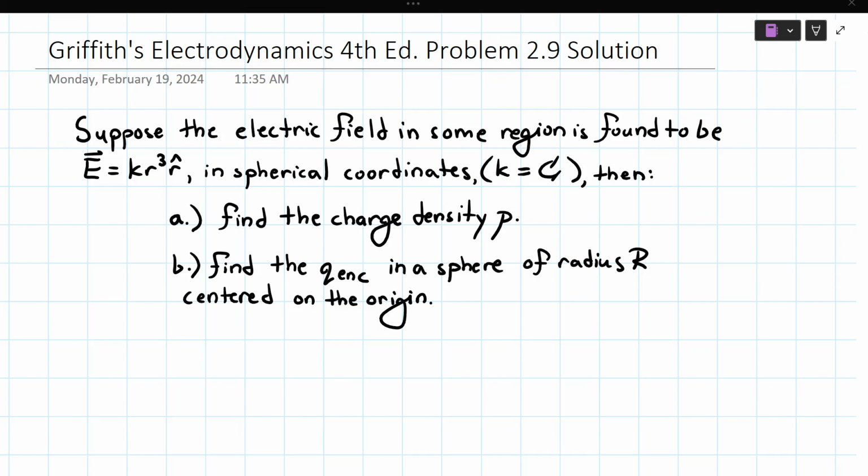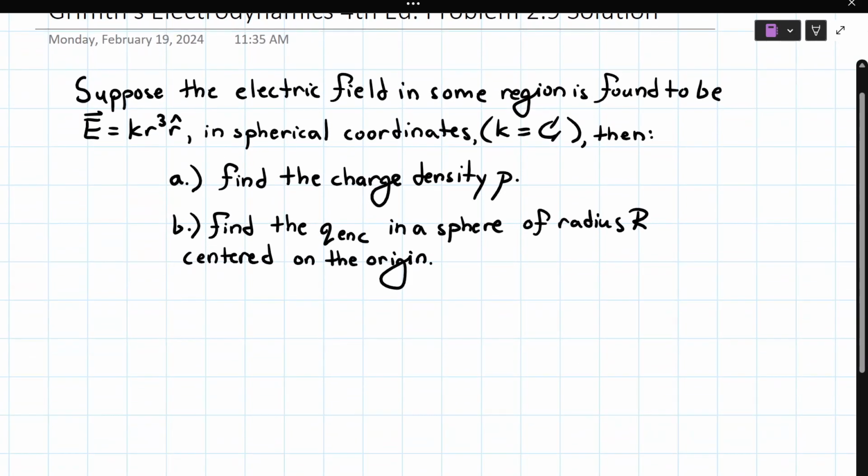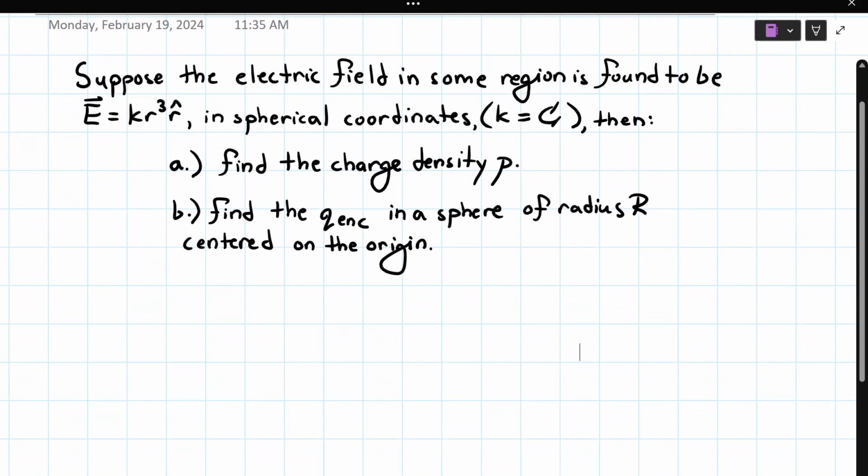Okay, so this is a video solution to problem 2.9 in Griffiths' Introduction to Electrodynamics, 4th edition. Problem 2.9 reads: suppose the electric field in some region is found to be E equals k r cubed in the r hat direction, in spherical coordinates, with k equaling some constant. Then (a) find the charge density rho, and (b) find the charge enclosed in a sphere of radius r centered on the origin.